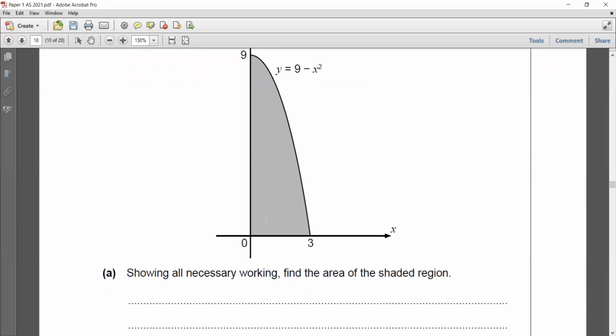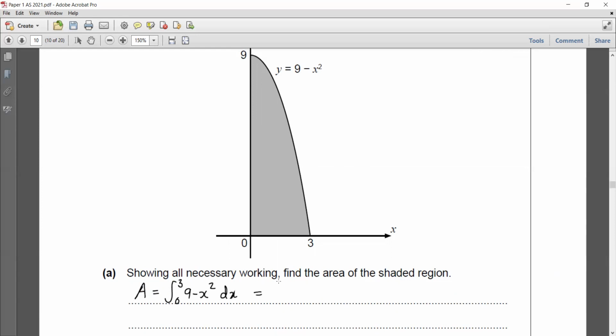So again, a formula from the paper. If you just scroll down, you have the area. This is equal to the integral. You're going to integrate from 0 to 3. And then you integrate the formula for y. So that's 9 minus x squared dx.